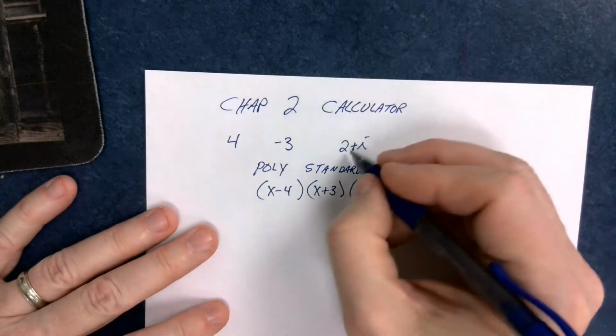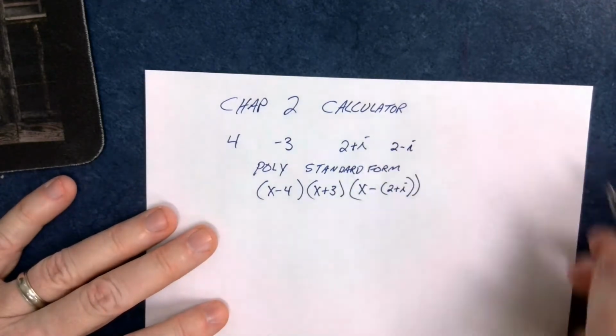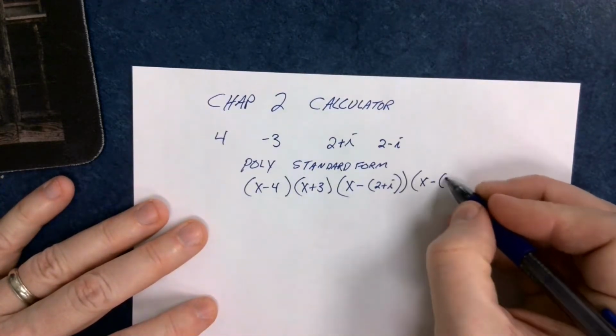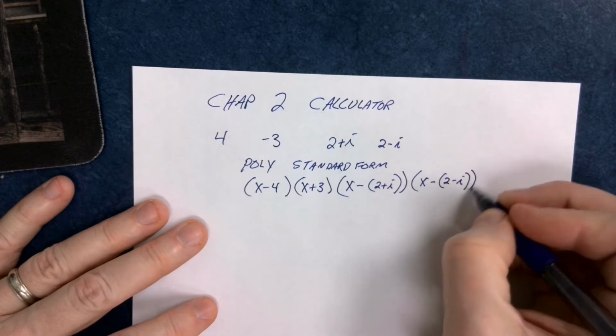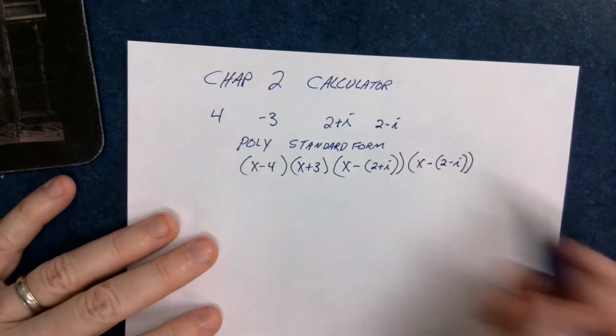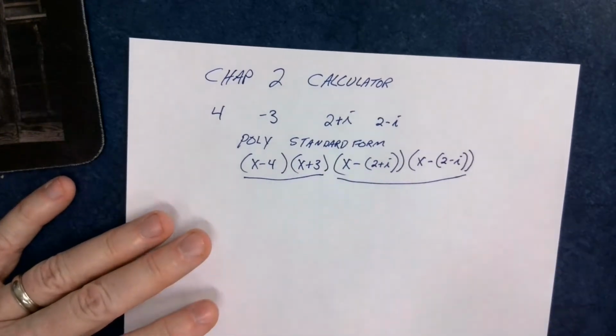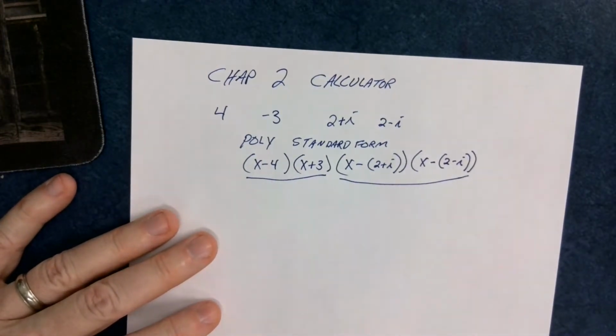And then if 2 plus i is in there, then 2 minus i also has to be in there. So then you can do x minus 2 minus i. And you can multiply all those things together, which means I do this one first and then this one second, and then put those two things together. I'm not going to take all the time on the video right now to go through all that.